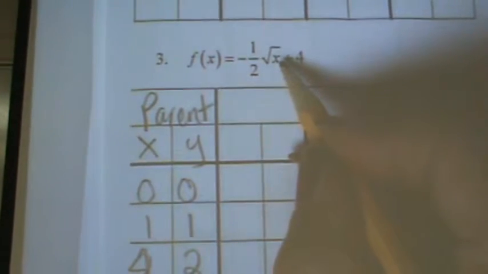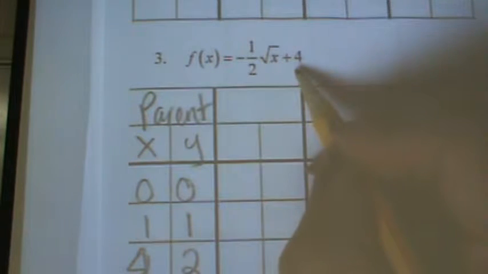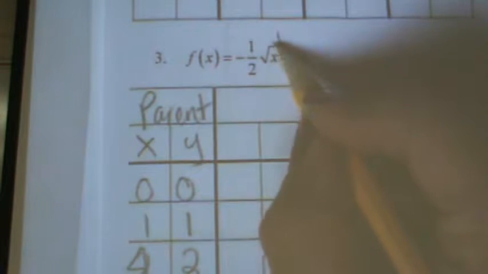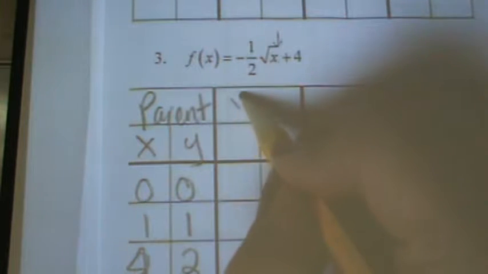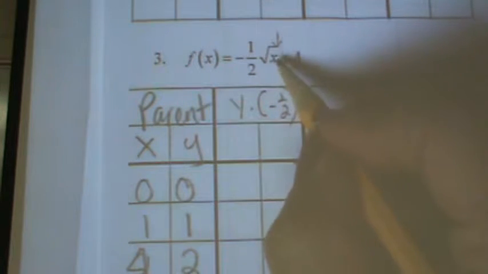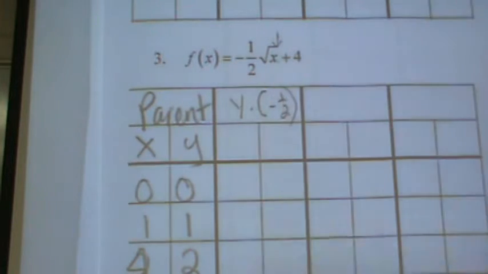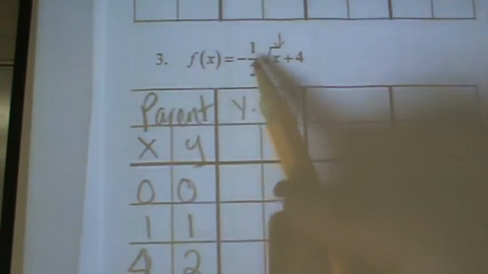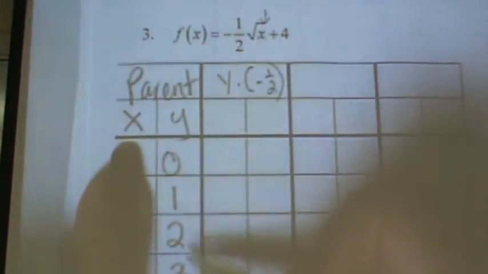What's the parent? 0, 1, 4, 9. And Y is 0, 1, 2, 3. Good job. This is the parent. Then what are you gonna do? Well, I see the +4 isn't inside the radical, so I didn't know what to do, because you do the opposite. You do the opposite of what's underneath here, there's nothing to do. So then you hop to this. You're gonna take your y value and multiply it by -1/2. We don't have to do anything to the x value, because there's nothing underneath the radical. So all we're gonna do is take our y values and multiply them by -1/2.